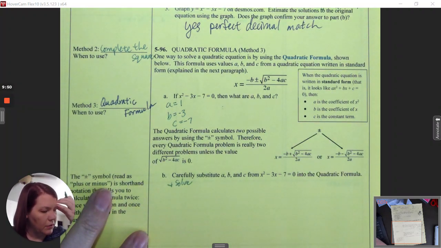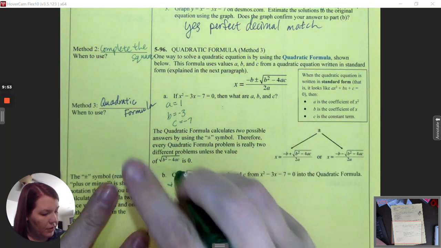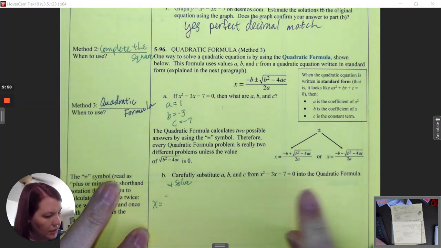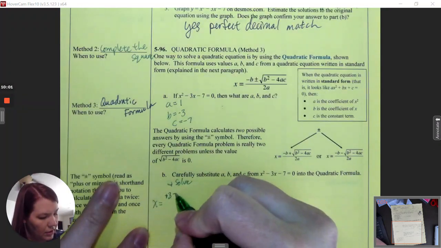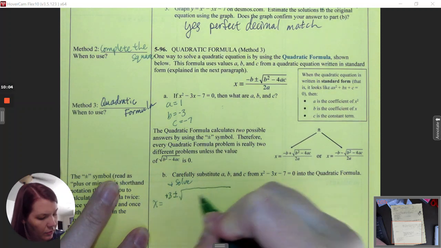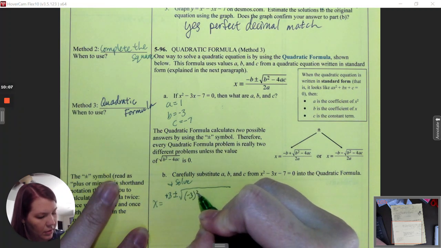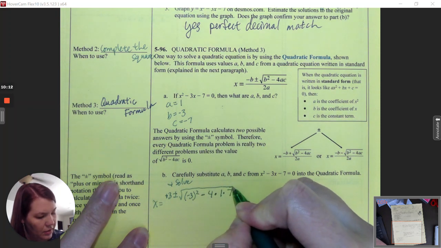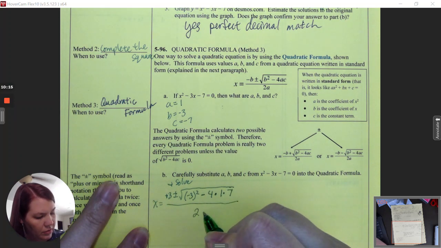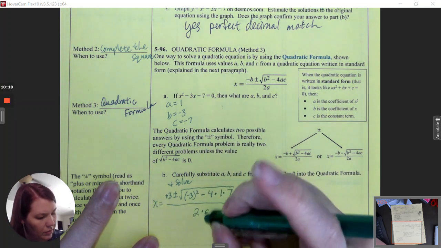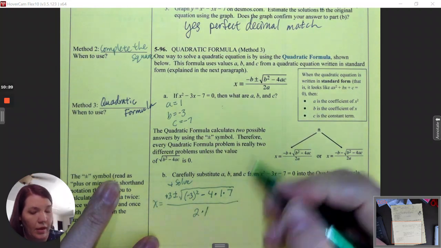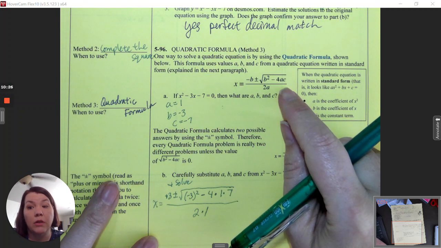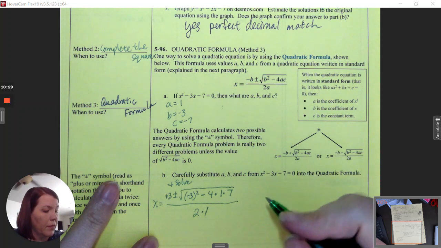Okay, so carefully substitute into the formula. A, B, C we already found. And so we have x equals negative b. That's the opposite of b. So that's plus 3 plus or minus the square root of b squared minus 4 times a times c, all over 2a. And a is 1. Okay. And next time I see you in class, I will give you a goofy story that will help you remember this. It works like a charm every time.